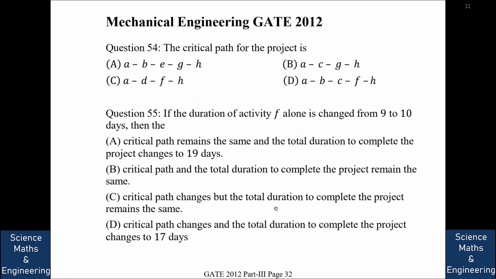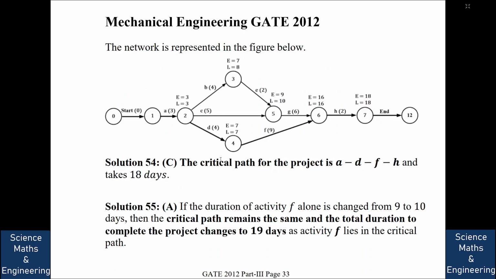So we are asked what is the critical path for the project, and secondly, if the duration of the activity F is changed from 9 to 10 days, then what happens to the critical path. Will it remain the same or will it increase or decrease? So first we will make this graph, that is, we will use the critical path method. So A is the first one, then from A, B, C and D go. Before E there is B, before F there is D. So like that we make this CPM.